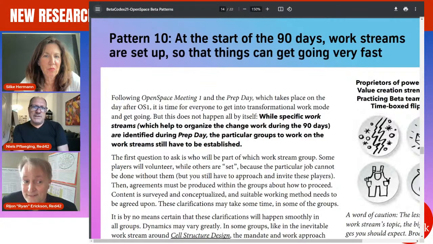Silke, any comment about that pattern? No, I don't have any comment.